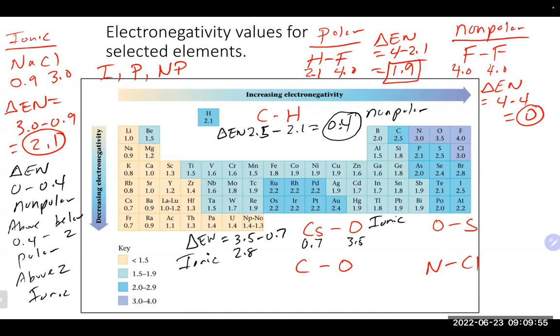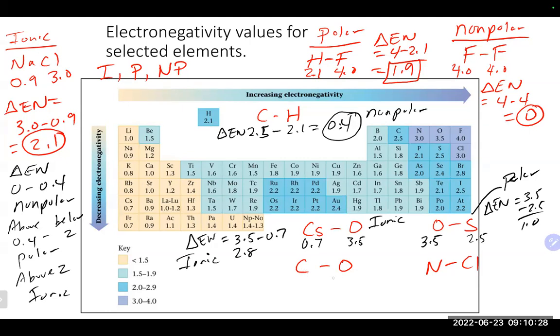If we look at oxygen and sulfur here, oxygen being 3.5, sulfur being 2.5, the difference in electronegativity is 3.5 minus 2.5. That is going to be 1. That definitely is above 0.4 and below 2, so we would expect this to be a polar bond in this particular case. Any questions on any of those?